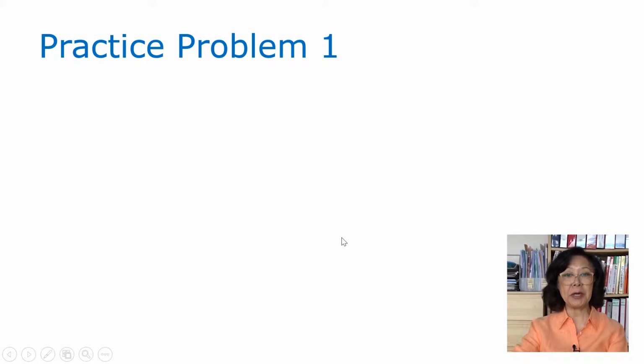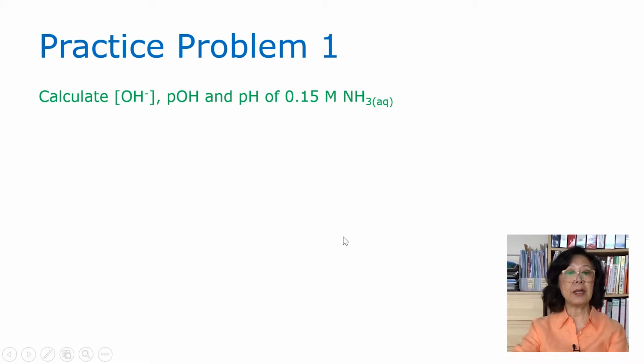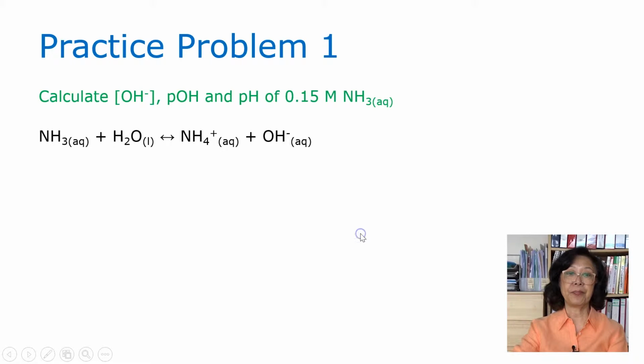Practice problem number 1. Calculate the hydroxide ion concentration, pOH and pH of a 0.15 molar ammonia solution. First, we write the equation: ammonia in water to form ammonium and hydroxide ions. And then we attach the concentrations at equilibrium. Ammonia is 0.15 molar minus x, and ammonium and hydroxide ions are x molarity formed.